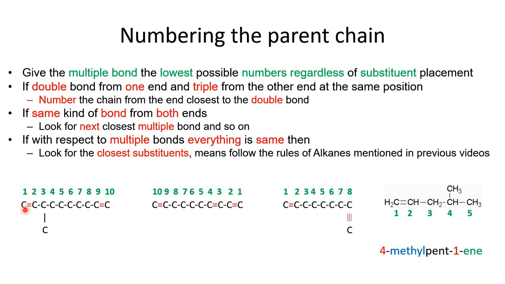The name of the first compound will be 4-methyl-pent-1-ene. The second compound will be nona-1,8-diene. The third compound name will be deca-1,3,9-triene, and this compound will be named as 3-methyl-deca-1,9-diene. If unsaturation is present in a ring, then please watch my previous videos.